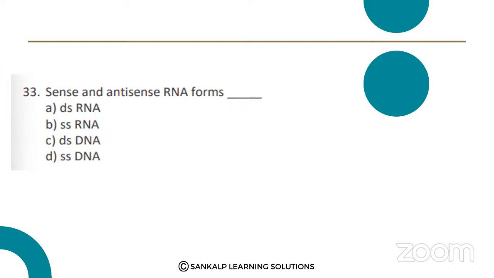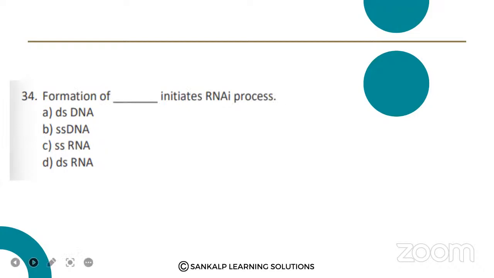Okay. Most of them answered option A. That is dsRNA, double-stranded RNA. It is the right answer. Next, 34th question: formation of dash initiates RNAi process.